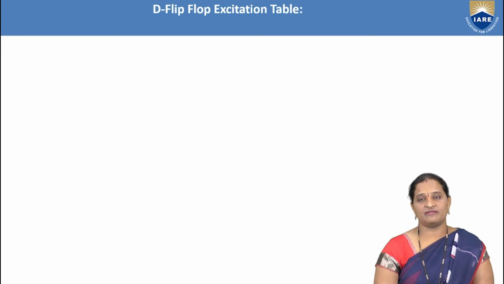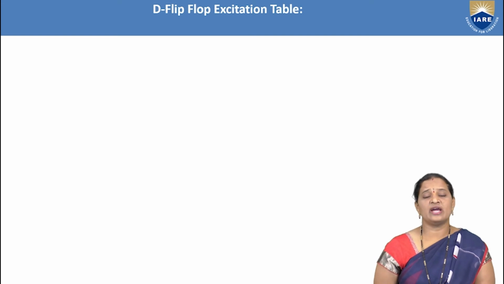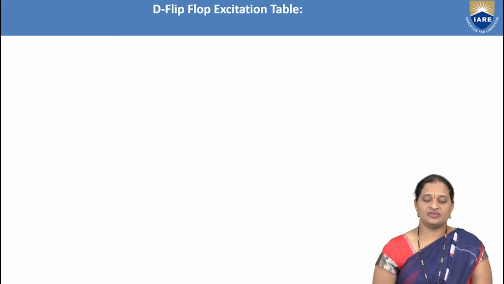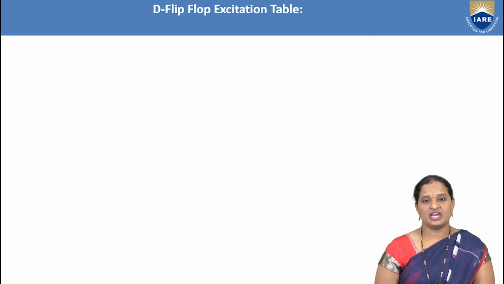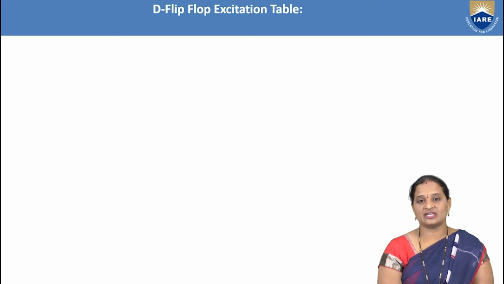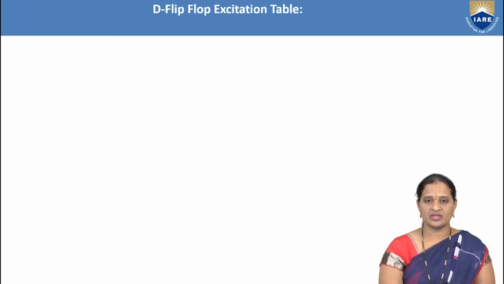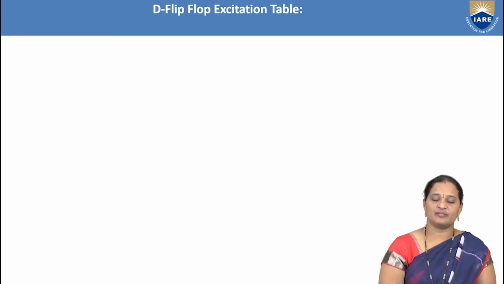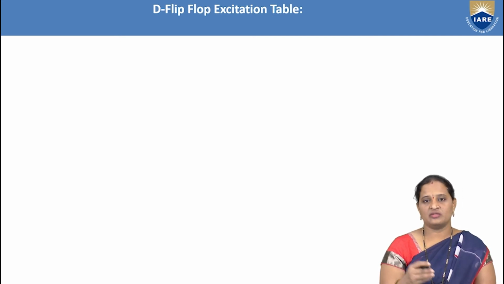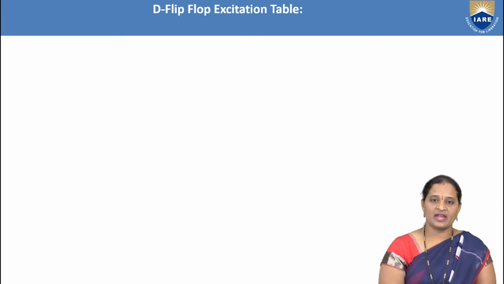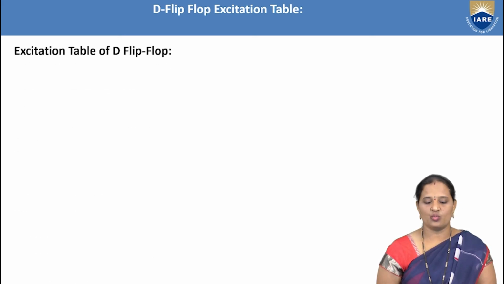Now coming to the D flip-flop. We all know that the D flip-flop is also called the delay flip-flop, or data flip-flop, in which the next state is always equal to the data input, irrespective of the present state. Whatever the present state may be, the next state is equal to the data input. If the data input is 0, the next state is 0. If the data input is 1, the next state is 1.